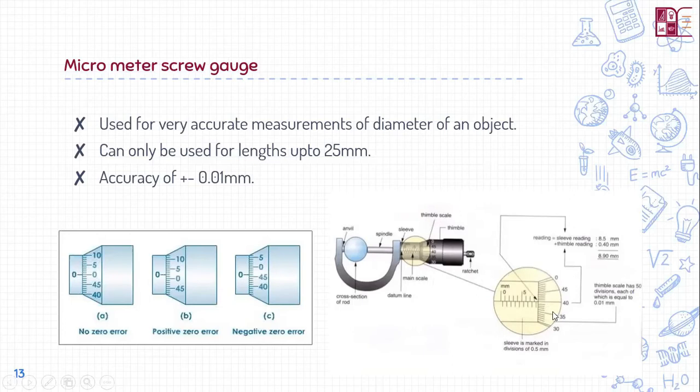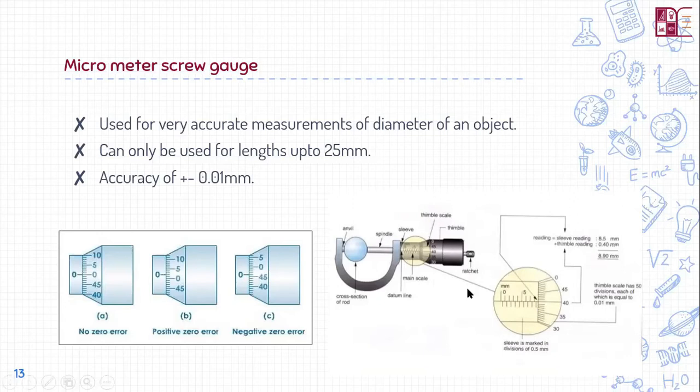Now the few millimeters, we're going to look at the thimble scale and where this line matches the datum line. A thimble scale has 50 divisions, which means every division is about 0.01 millimeters.